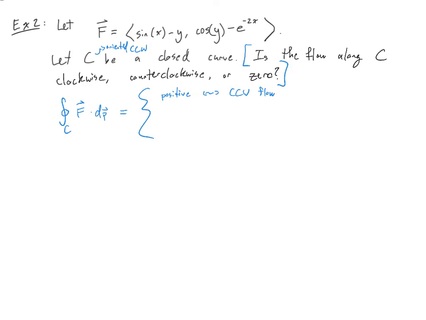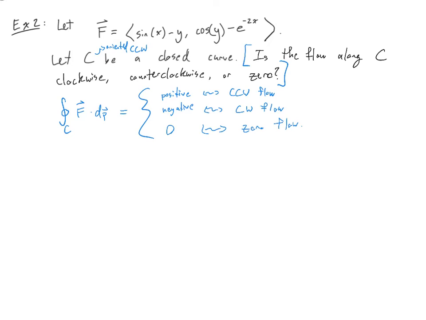So positive integral means counterclockwise flow. If C is oriented counterclockwise, it's negative. If, negative means clockwise flow, and 0 means 0 flow. So this rephrases the problem into just computing whether this integral is positive, negative, or 0.